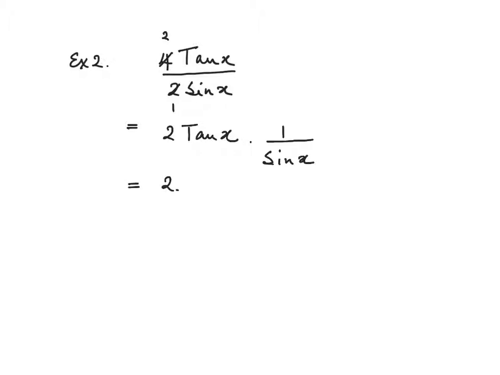Tan x, remember, can be written as sin x over cos x. And here is the dividing sin x. Now I hope you can see why I did that. It should now become clear. We've got a sin x on the top. That's going to cancel out with this sin x on the bottom. So what do I have then? Well, I've got 2 on top and cos x on the bottom.